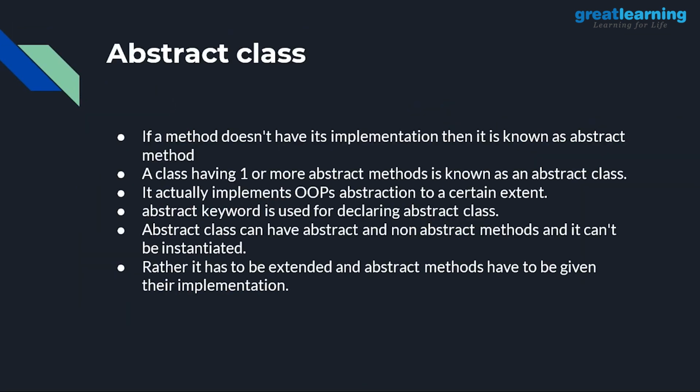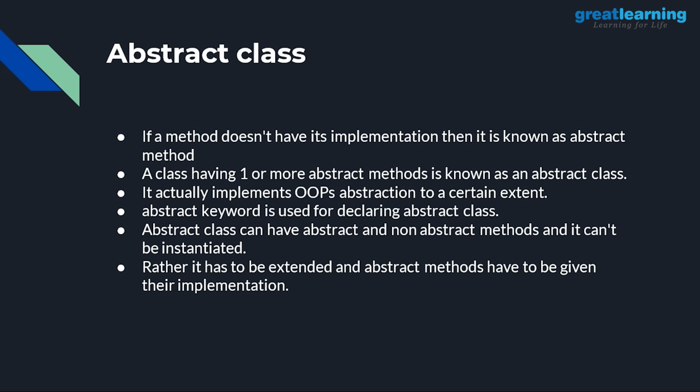Cool. Now abstraction, the final pillar. If a method doesn't have its implementation, then it's known as an abstract method. We will see what this line means in the next slide. But for now, I have defined a method and I haven't done any implementation on it. I just have declared it. No body is given. So that method is called an abstract method.